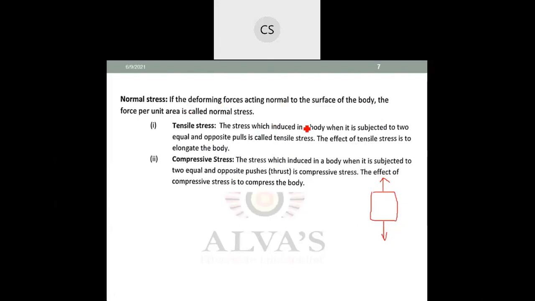What is tensile stress? It is induced in the body when subjected to two equal and opposite pulls. That is what I have shown. The effect of two opposite pulls is known as tensile stress. Then what exactly is compressive stress? Compressive stress is when the body is subjected to two equal and opposite pushes.